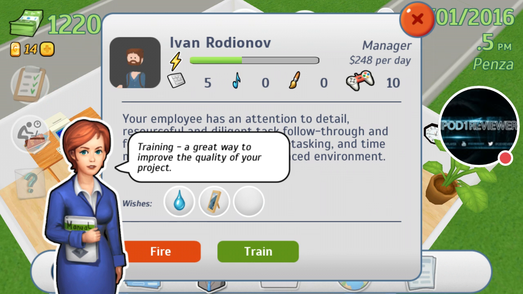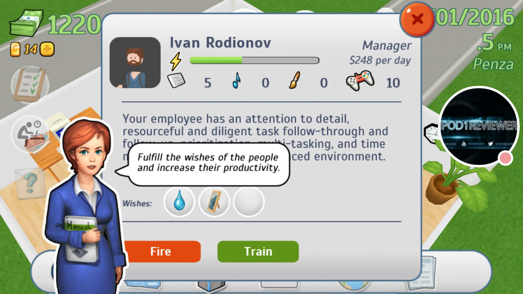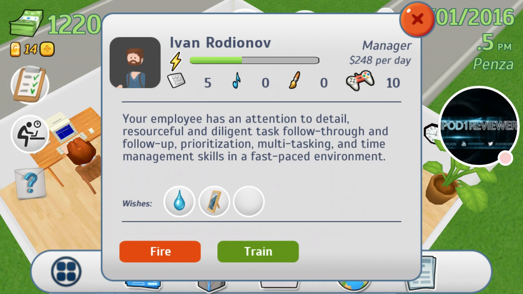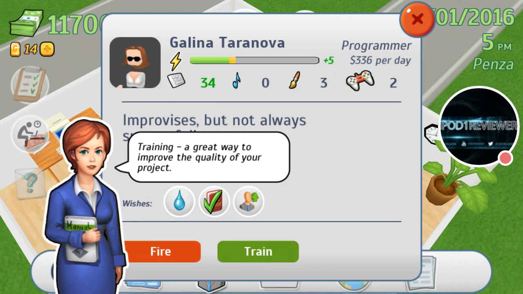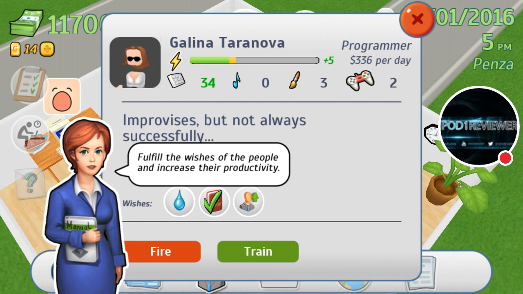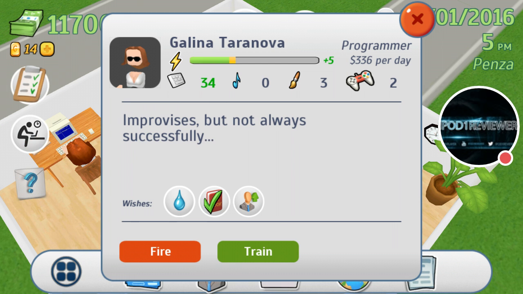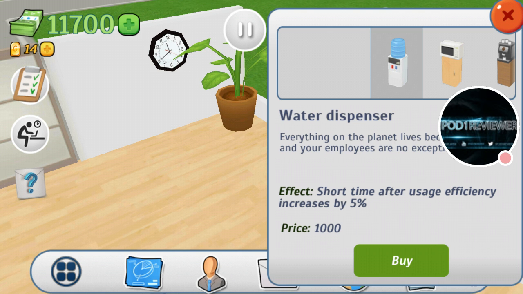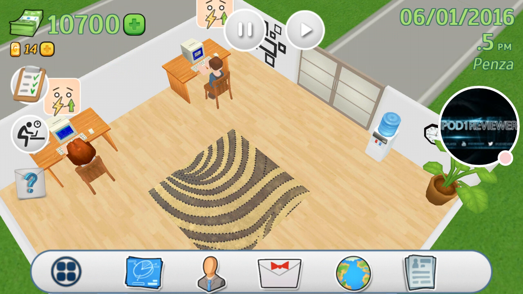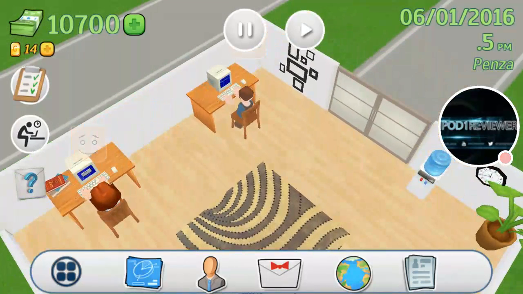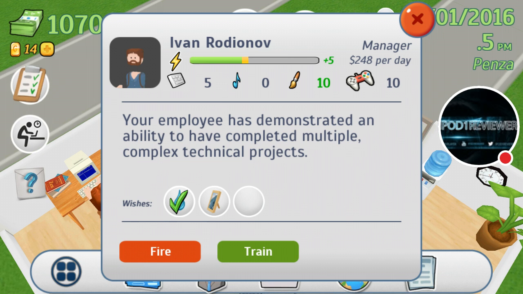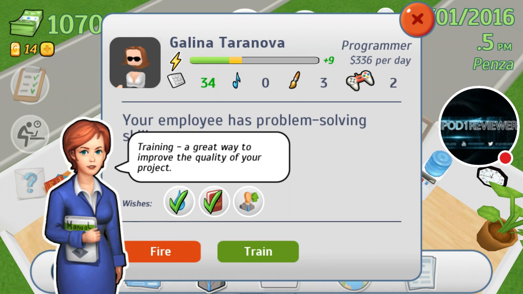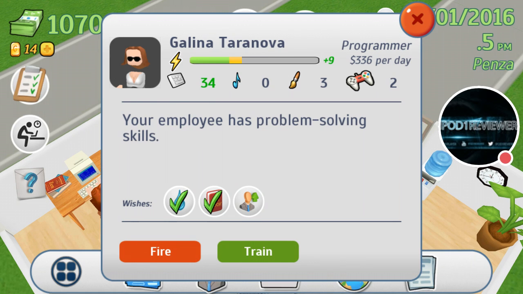Okay, training is a great way. Okay, train him. Girl, you in the way. I can't read what he's. Okay. So train. All right, we're gonna train Chica here over here, cause fulfill wishes and really, this is not Sims. What? And increase their productivity. Okay, so what? She wants water. What? Water dispensers are expensive, lady. What the hell was that? What? Okay. All right. If I train him, he'll get that little bit. Okay, shut up, girl. All right. What about her? Yes, we are definitely gonna train you. Train.